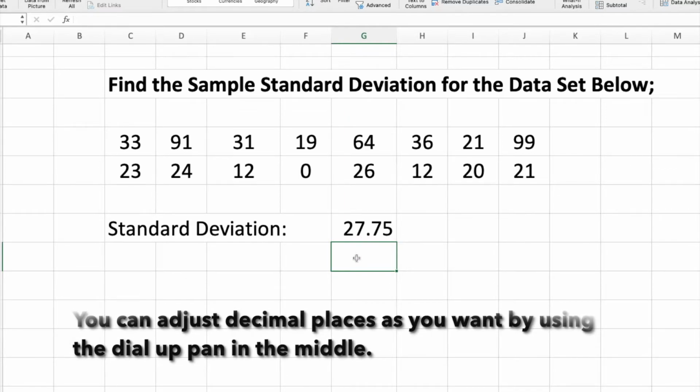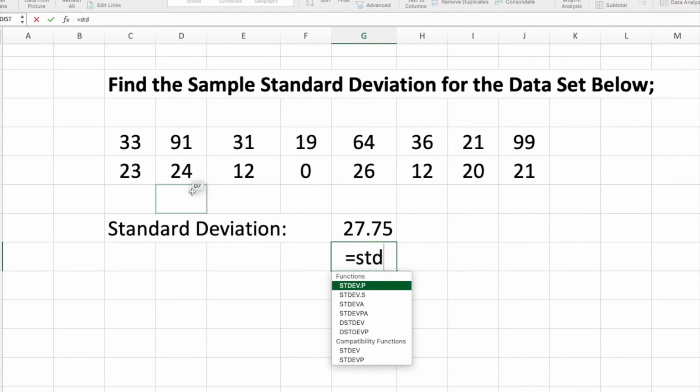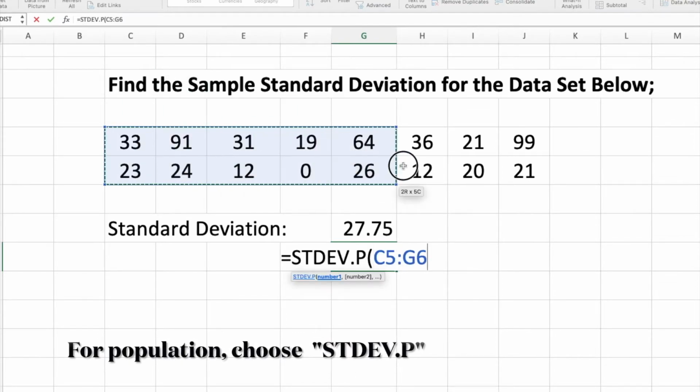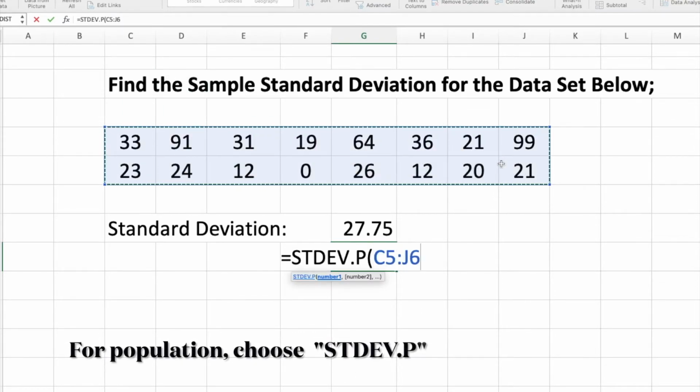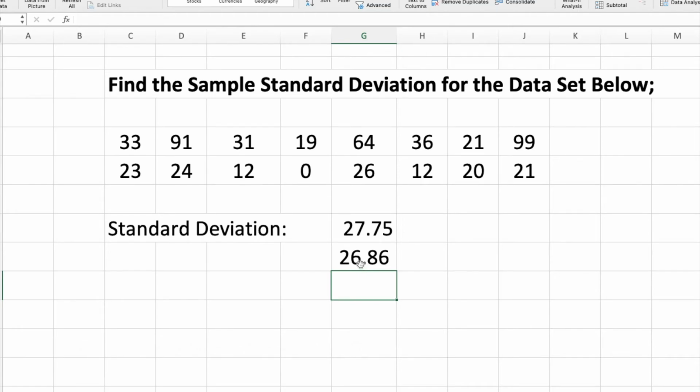Notice that if I do look for the population standard deviation, let's take a look at what happens. I'm going to type STD again, and this time I'm looking for population. That's going to be slightly different, because this time we take everything and we are not going to subtract one. So this is a population standard deviation. That's how we find sample standard deviation and population standard deviation by using Excel.